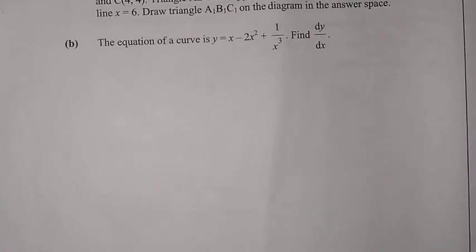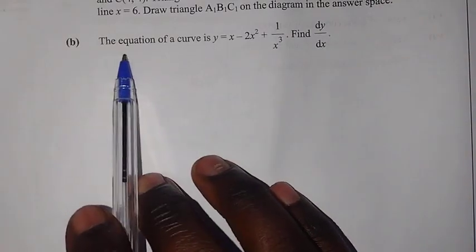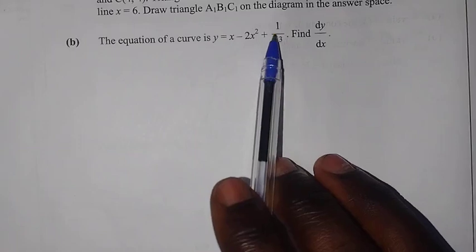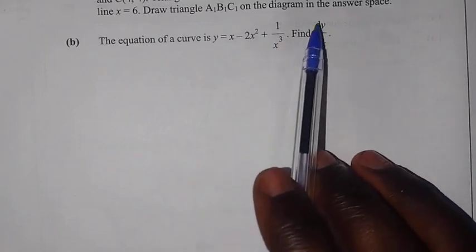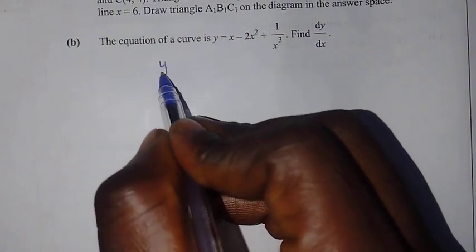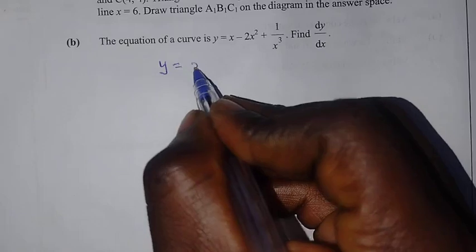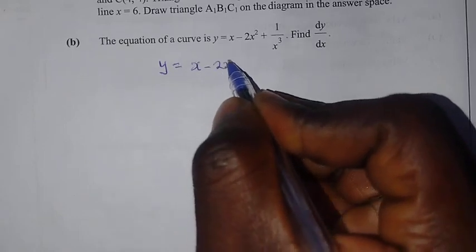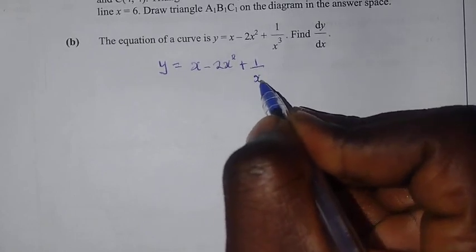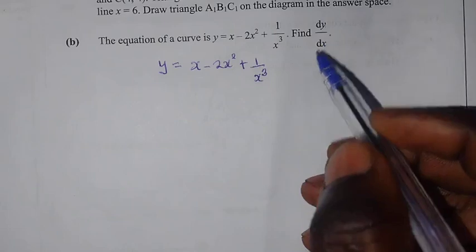Let us now move on to our question B, which is this one. The equation of the curve is y equals x minus 2x squared plus 1 over x power 3. Find dy/dx. So first, we are going to write the equation, which is y equals x minus 2x squared plus 1 over x power 3. We need to find dy/dx.